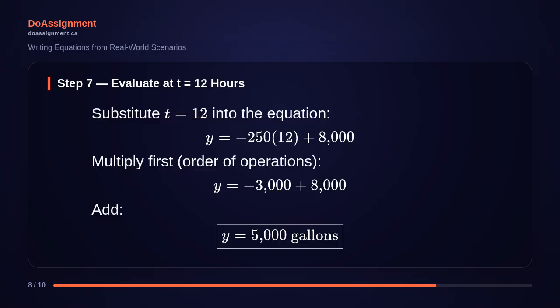Now let's find how much water remains after 12 hours. We substitute t equals 12 into our equation. Negative 250 times 12 equals negative 3,000. Then negative 3,000 plus 8,000 equals 5,000. So after 12 hours, 5,000 gallons remain.